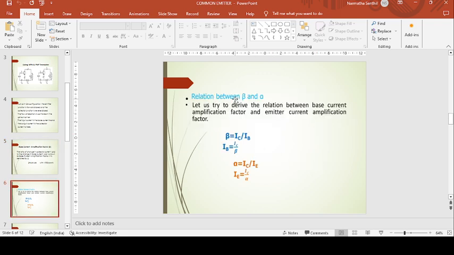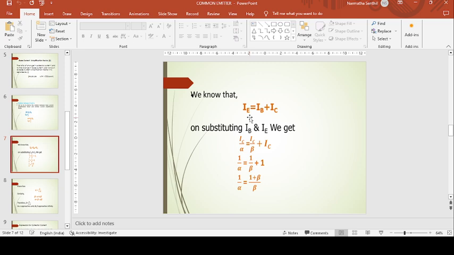Next we are going to derive the relation between beta and alpha, the current amplification factor of common base and the current amplification factor of common emitter. Beta is equal to IC divided by IB, output current divided by input current. From this we derive IB is equal to IC divided by beta. We know that alpha is equal to IC by IE. So IE is equal to IC by alpha. We know that IE is equal to IB plus IC. This is the general equation.